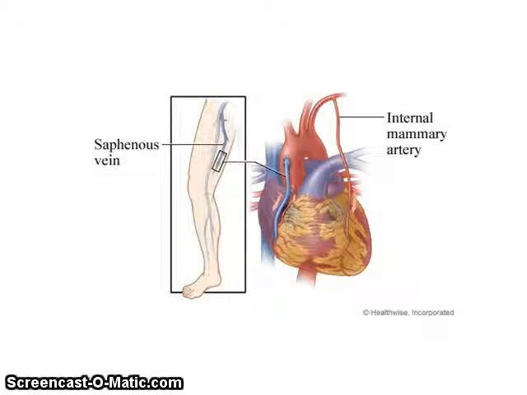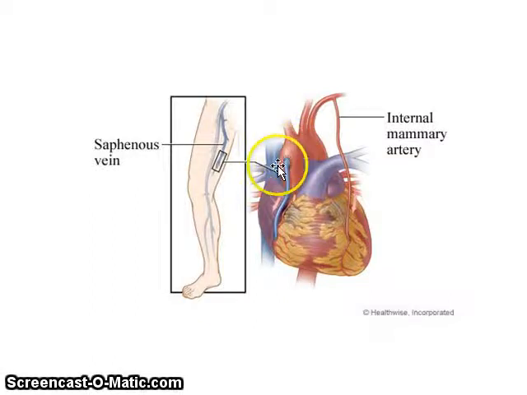The next item is the saphenous vein graft. Here it is demonstrated how the saphenous vein, which is a large vein of the thigh, can be harvested, which means they actually remove it. So there has to be a surgery done to remove this vein, and then as you can see, they use that vein as a graft.